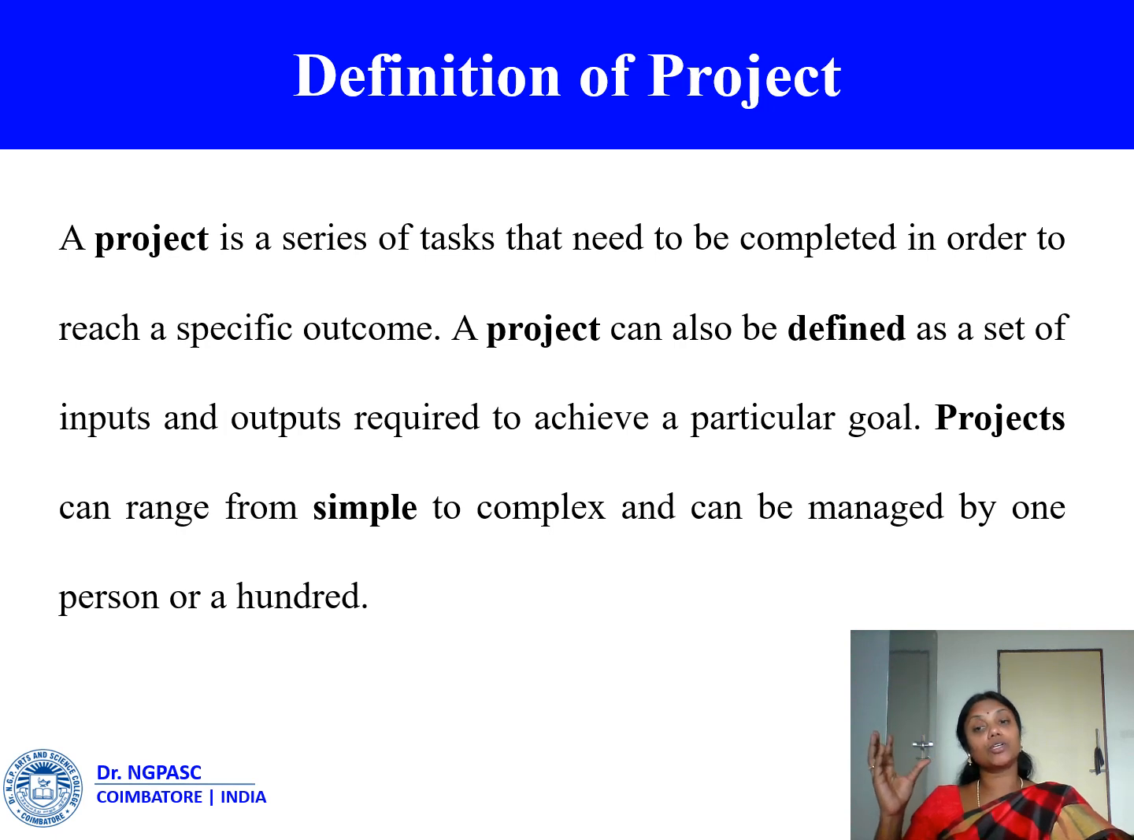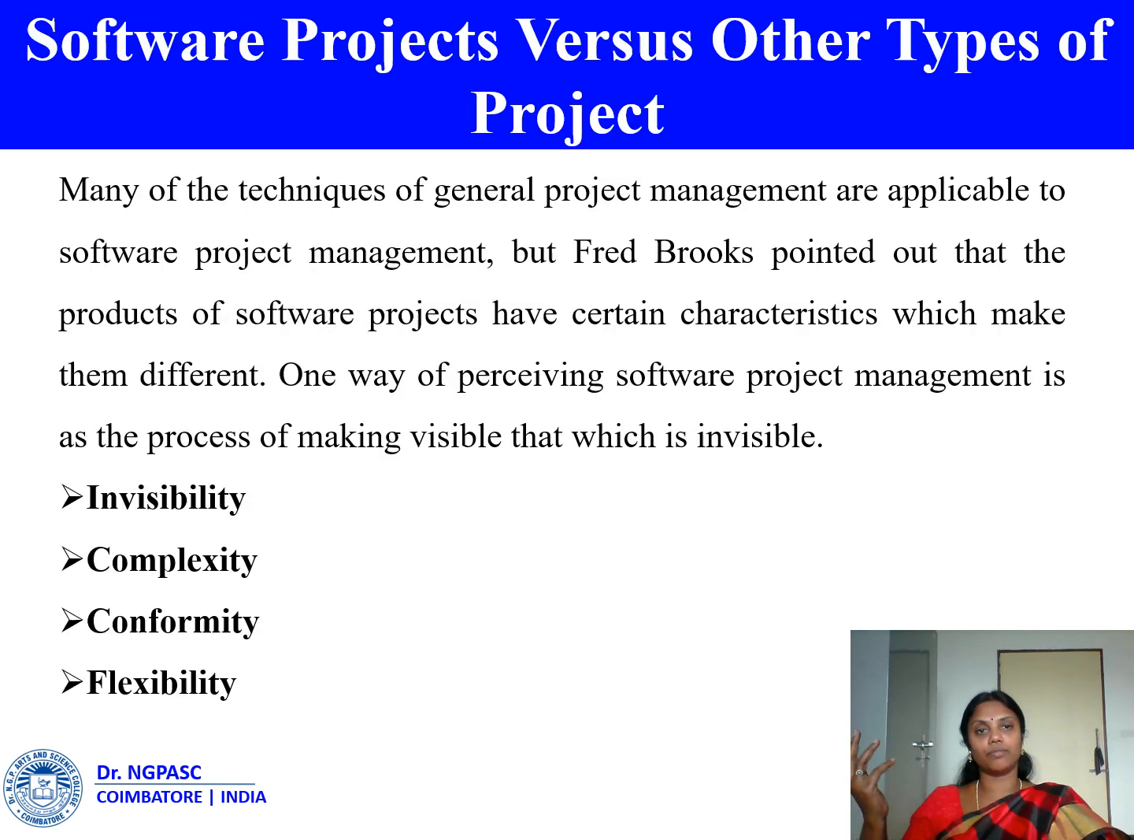Another one could be, a project can also be defined as a set of inputs and outputs required to achieve a particular goal. There it is given as outcome, here it is given as goal. So it is one set of goals we need to produce, and for the set of goals, some kind of inputs and outputs are required. And the other one can be, a project can range from simple to complex and can be managed by one person or 100. It can be developed by one, or it can be developed by 100. So it differs. These are all the definitions we could take for a project, and with this we could end this short presentation, I believe.